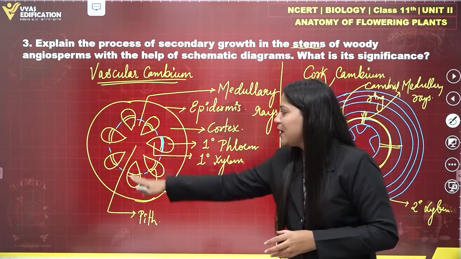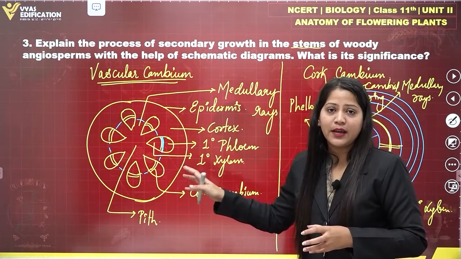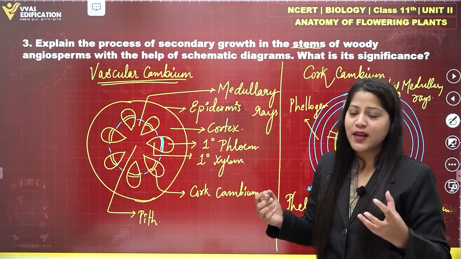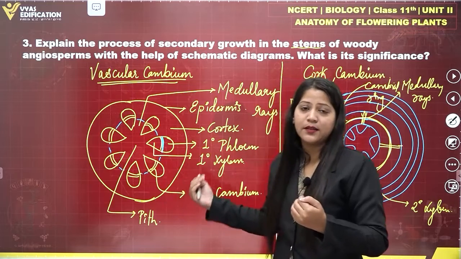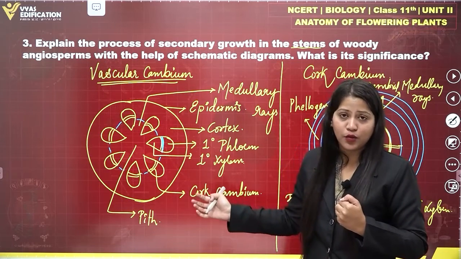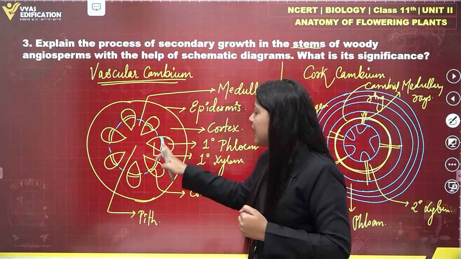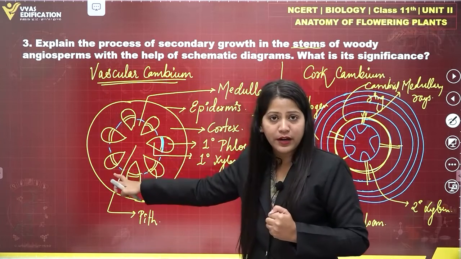Now this cambial ring is going to form new cells on either side, that is on the inner side and the outer side. This cambial ring has bipolar division.